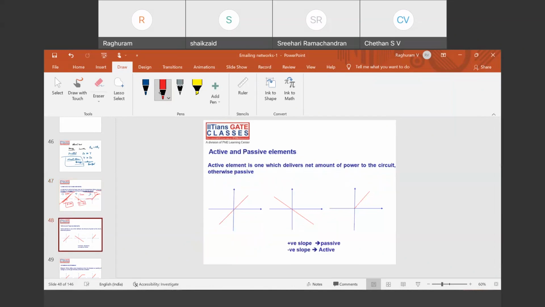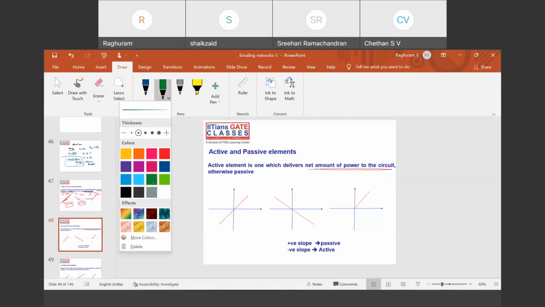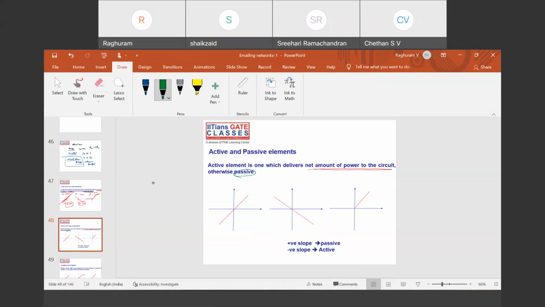Next, active and passive elements. An active element is one which delivers net amount of power to the circuit, otherwise passive. What is an active element? It delivers net amount of power to the circuit. Otherwise, it is a passive element. From this, how can you see? If the slope is positive, it's a passive element. Slope is negative, active element.